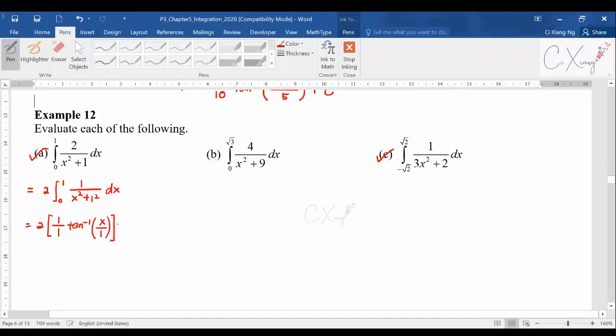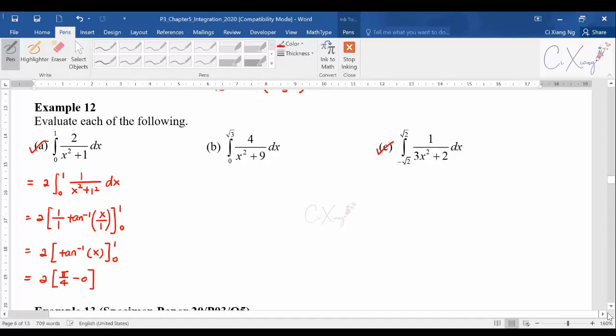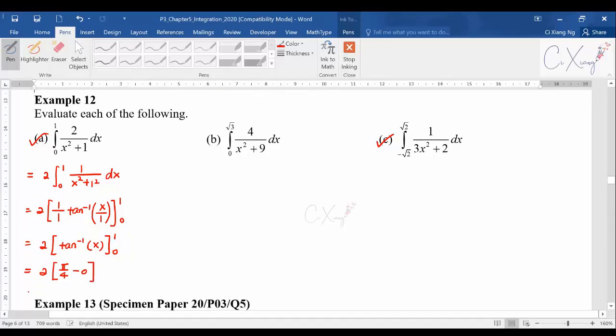And then you need to substitute the values 1 and 0. Okay, so this looks very weird, so I will just rewrite it again. I'm having tangent inverse x, with limits 1 and 0. Alright, so when you put in the 1 here, the answer should give you pi over 4. And when you put in the 0 here, the answer should give you 0. Then after you simplify your answer, you will get pi over 2 as your answer for this question.